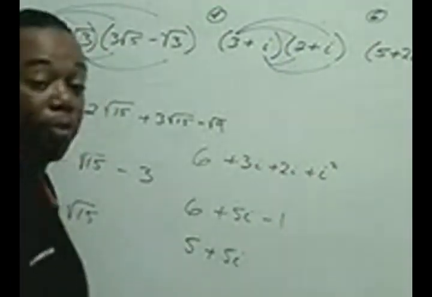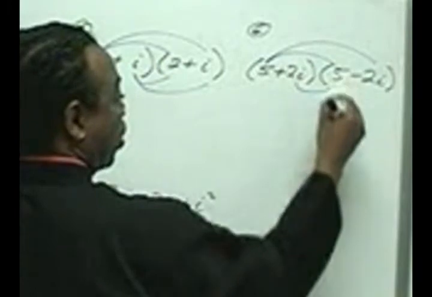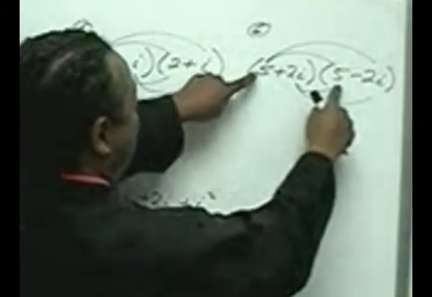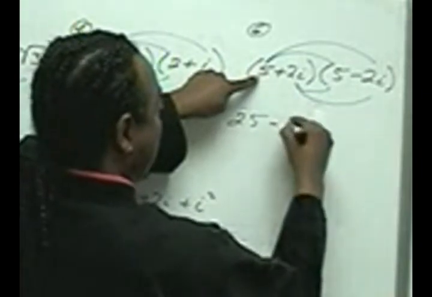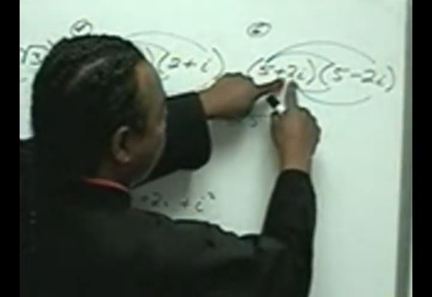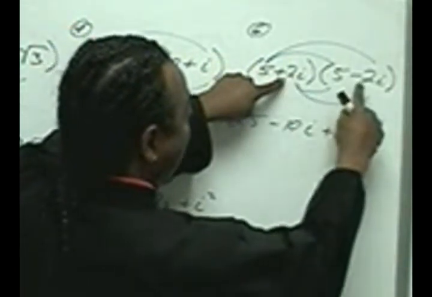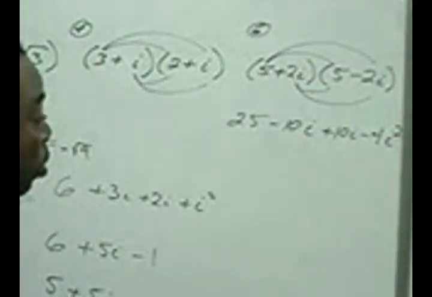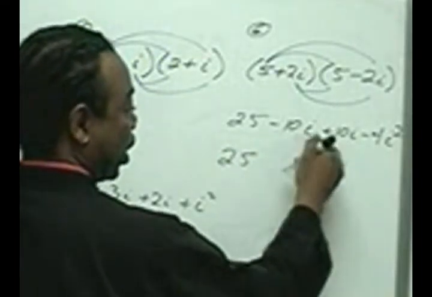And lastly, we want to FOIL this as well, 2 binomials. First, then multiply the outsides, multiply the insides, and then multiply the last. Multiplying the 5 and 5 gives me 25. Multiplying the 5 times the negative 2i gives me negative 10i. Multiplying the 2i by 5 gives me positive 10i. And multiplying the 2i by the negative 2i gives me negative 4i squared. Then I'm going to go back and simplify this, simplifying terms. The 25 will not simplify. The negative 10i will combine with the positive 10i to cancel.